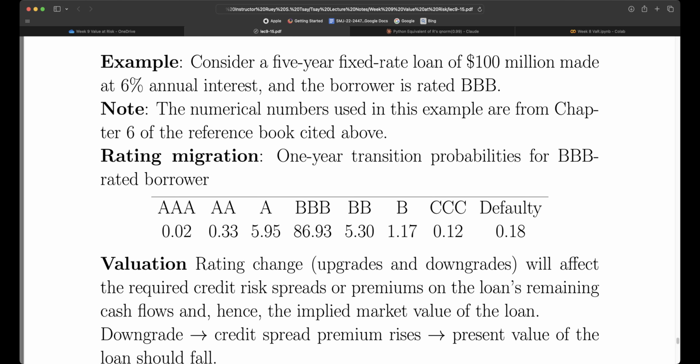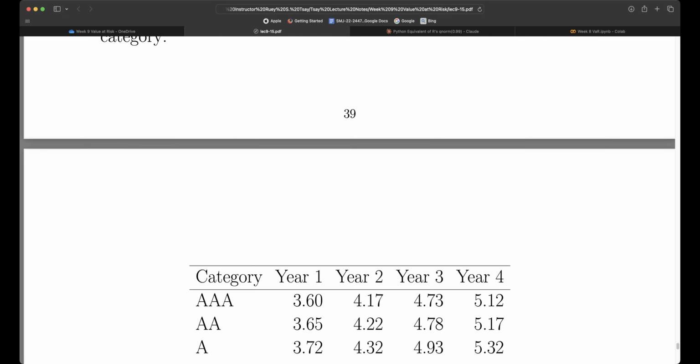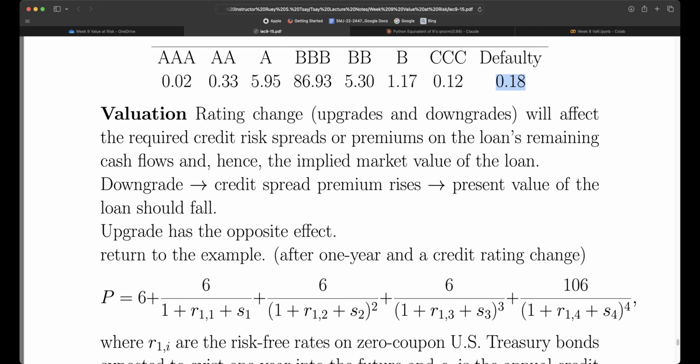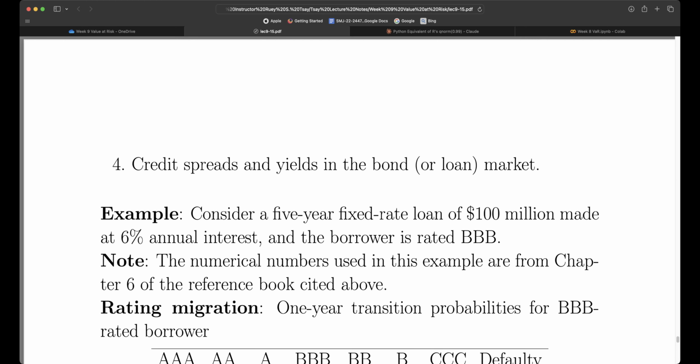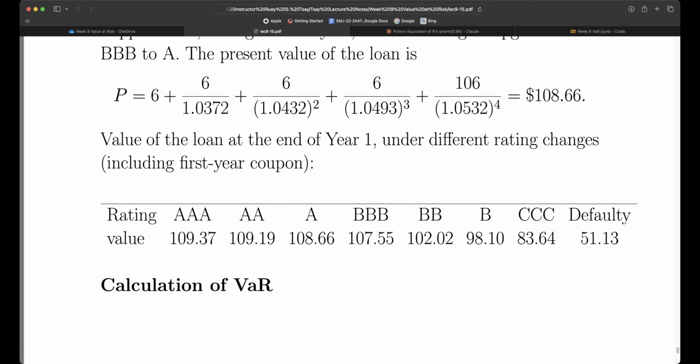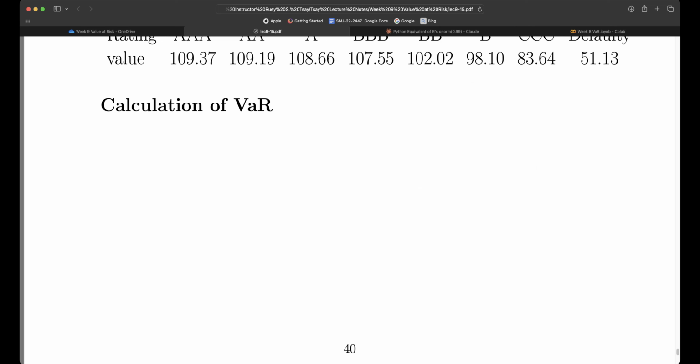Well, the default is 18%. We get 18% over default, okay? 0.18. Okay, we have a probability, and on the default, we assume we got about half here. Yeah. Now, calculation of value at risk.